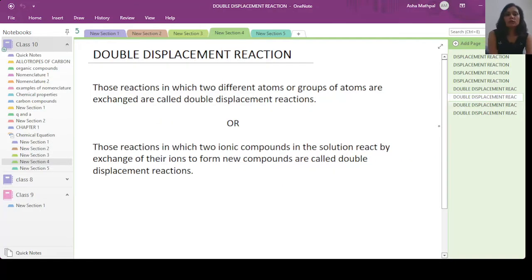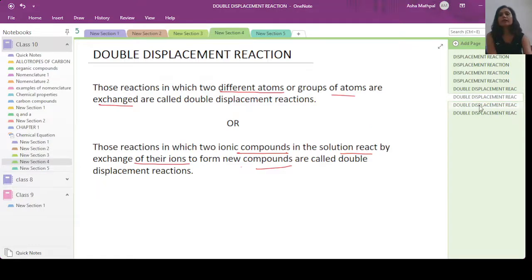Now, first of all, we'll see the definition of double displacement reaction. Reactions in which two different atoms or groups of atoms are exchanged are called double displacement reactions. They are also defined as reactions in which ionic compounds in their solution react by exchanging their ions to form new compounds. Now I'll show you some examples.